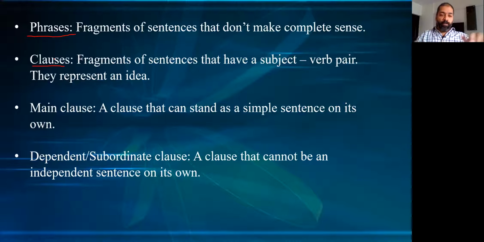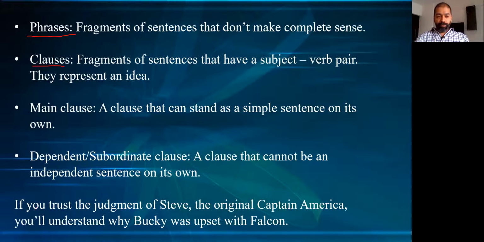For example, this sentence here: if you trust the judgment of Steve. If you separate out this part here, this is a clause, because there is a subject and there is a verb. Yes, the subject verb combination. So it gives you some idea. You trust the judgment of Steve. But the moment you add "if", it is incomplete. If you trust the judgment of Steve, what? Isn't it? So this part cannot stand on its own. On the other hand, this part is called the main clause.